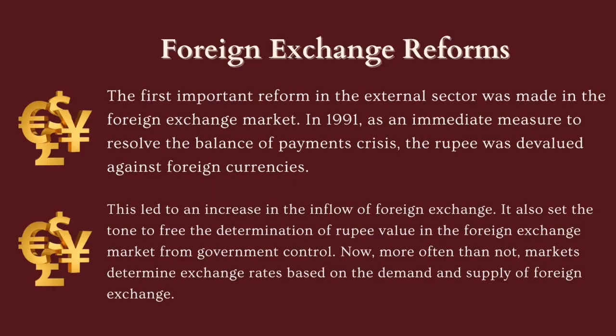Next one is the foreign exchange reforms. The first important reform in the external sector was made in the foreign exchange market. In 1991, as an immediate measure to resolve the balance of payment crisis, the rupee was devalued against foreign currencies. This led to an increase in the inflow of foreign exchange. It also set the tone to free the determination of rupee value in the foreign exchange market from government control. Now, more often than not, markets determine exchange rates based on the demand and supply of foreign exchange.